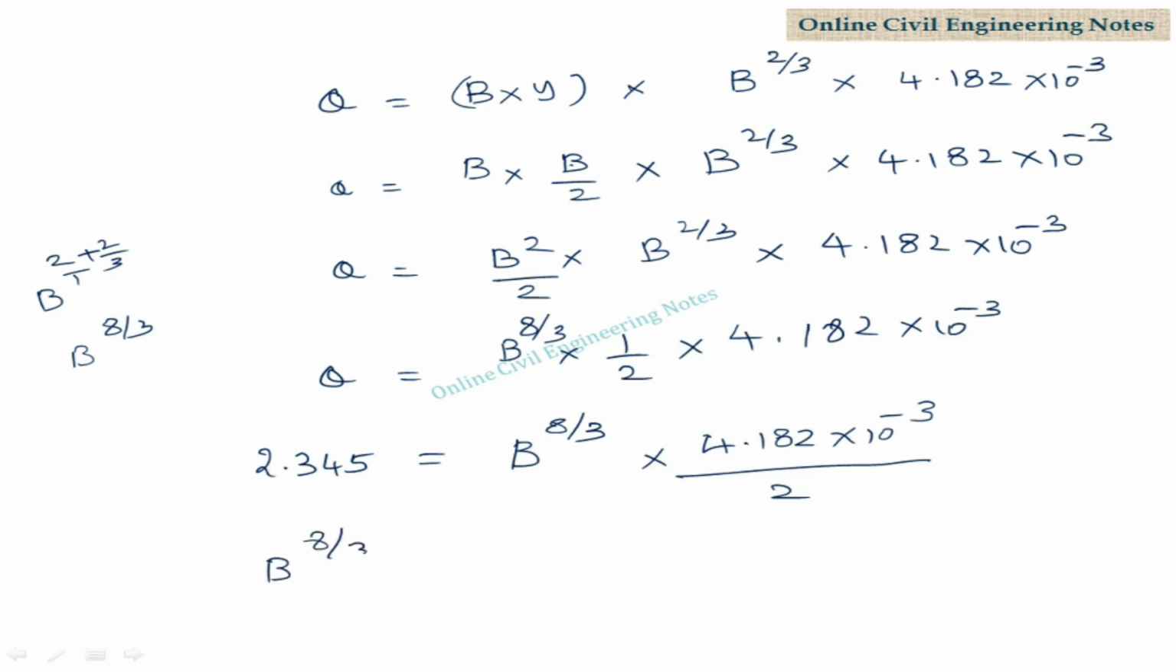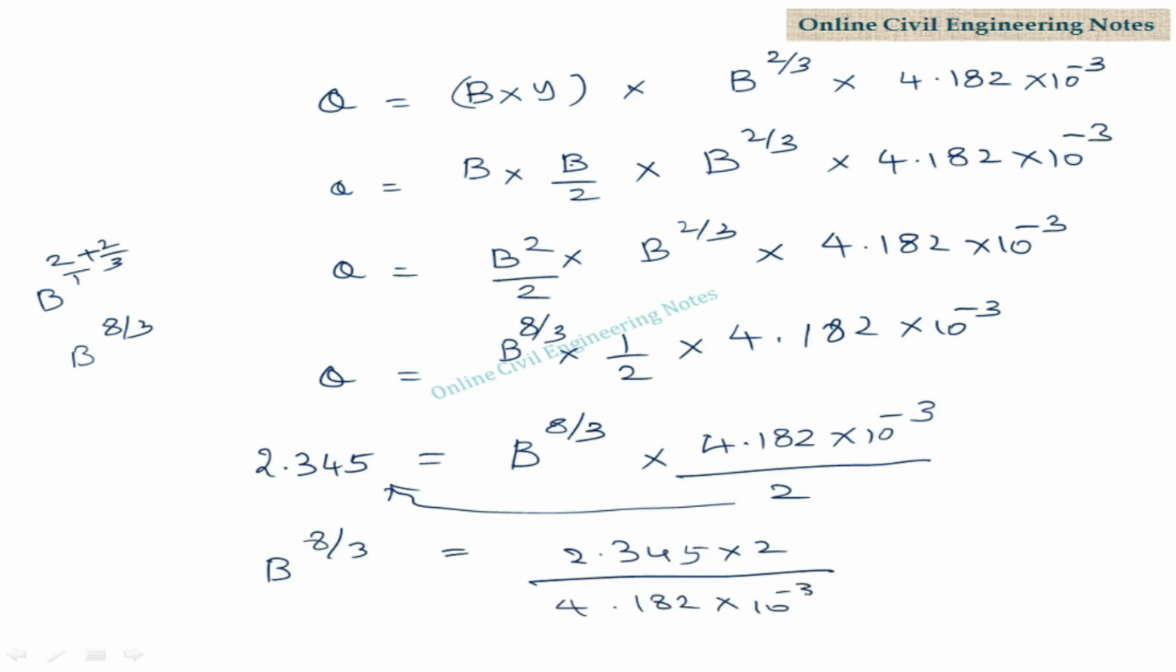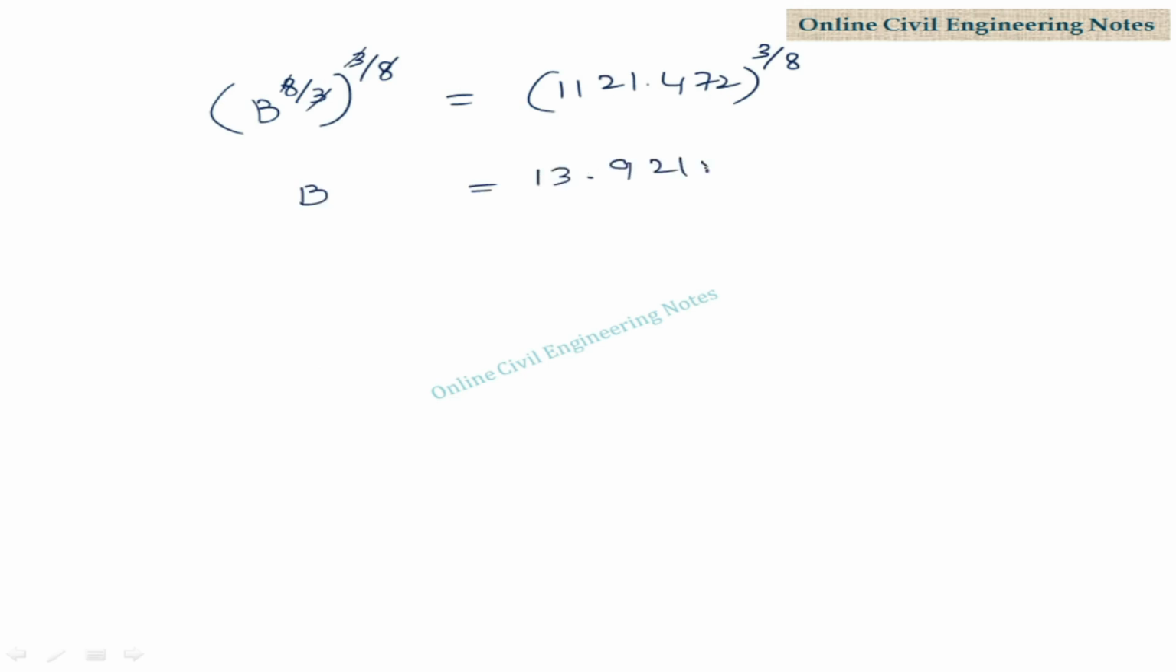B power 8 by 3 is equal to 2.345 into 2 divided by 4.182 into 10 power minus 3. Therefore B power 8 by 3 is equal to 1121.472. B power 8 by 3 whole power 3 by 8 is equal to 1121.472 power 3 by 8. Then we get the B value, 13.921 meter. Round it to 14 meters.